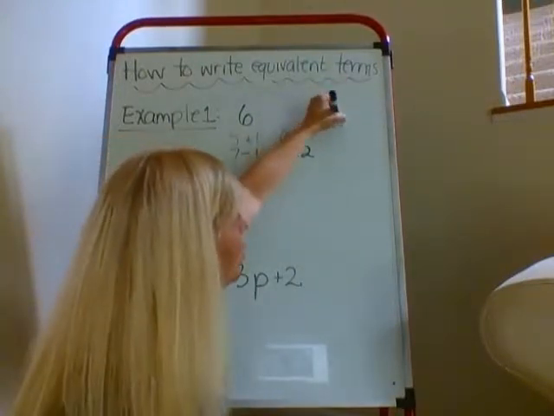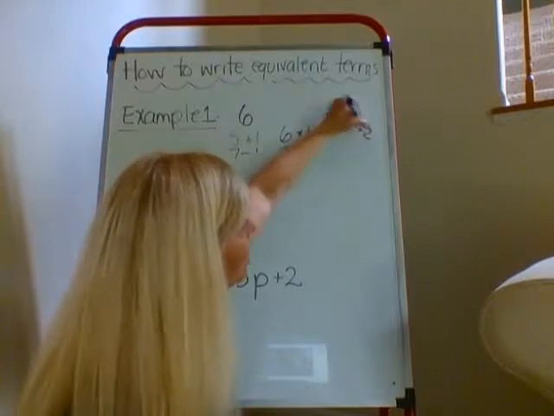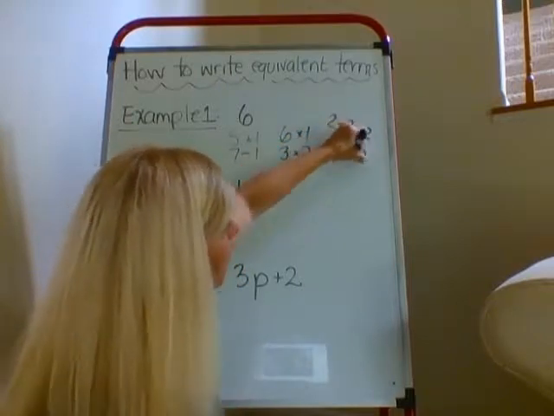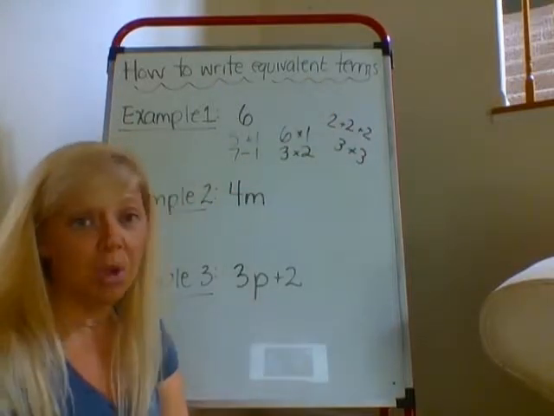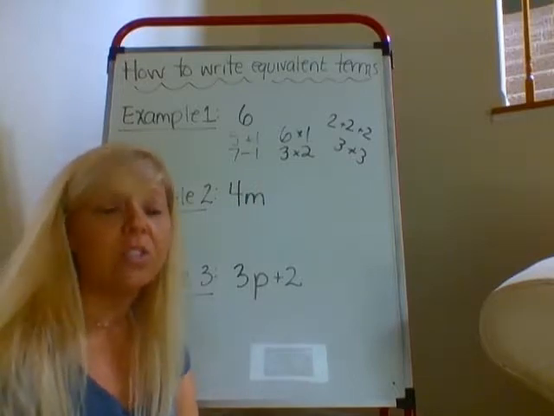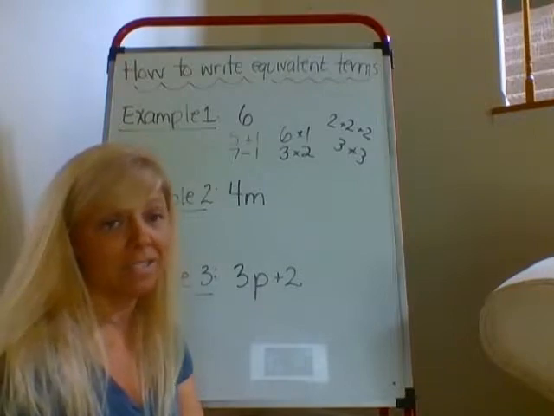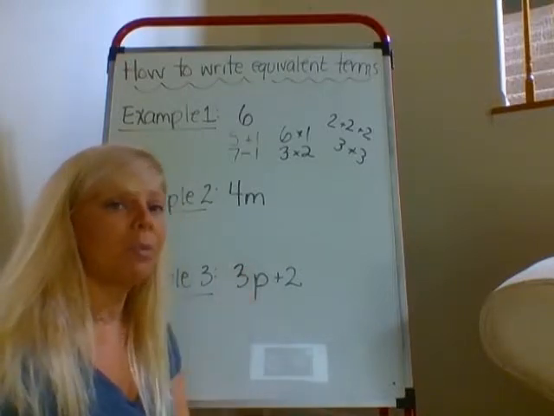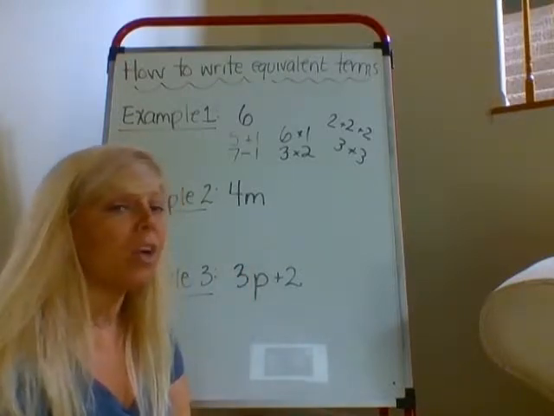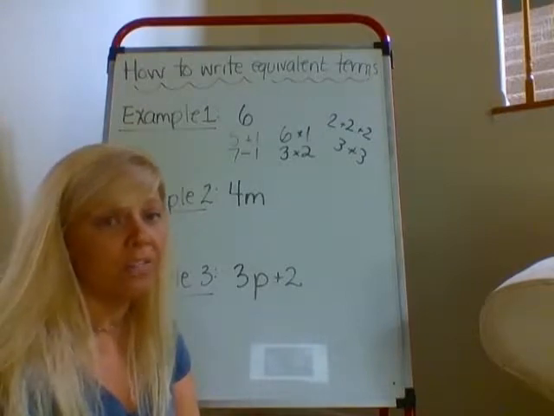I can write it as 2 plus 2 plus 2 or 3 plus 3. And I can keep going on and on forever. So there are an infinite number of ways to write 6. So it's the same thing with our algebraic expressions. There are infinite ways I can also write these.